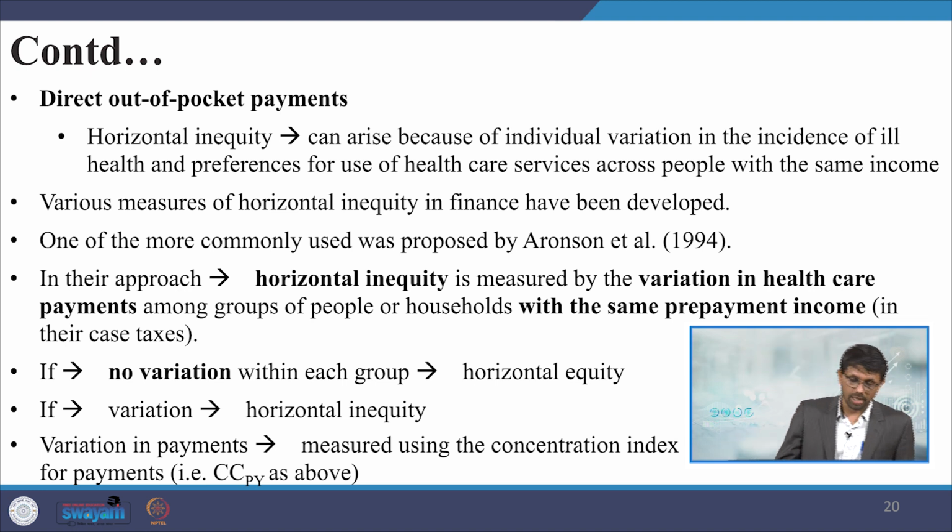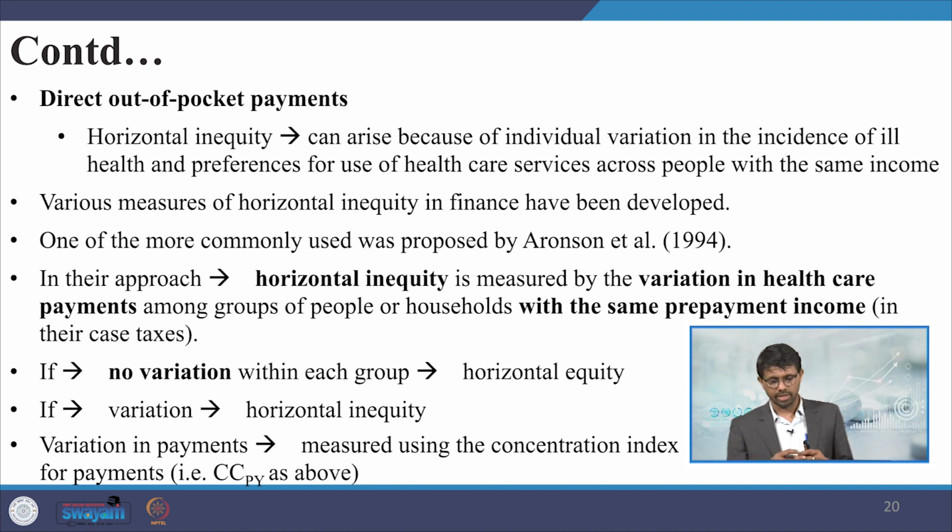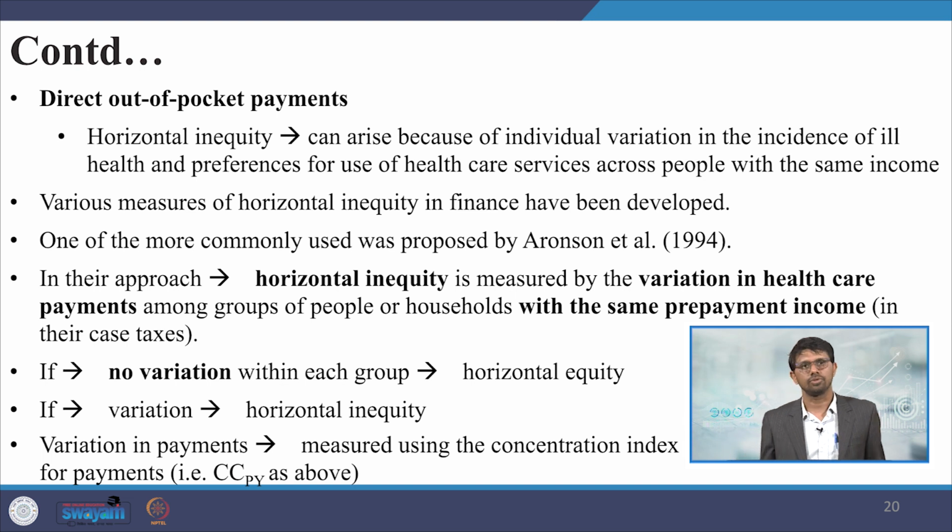Direct out of pocket payments also explain the context of horizontal inequity. This arises because individuals are actually different in terms of their incidence of illness, and in their preference for use of health services across people with the same income. Since this varies, out of pocket payments are different even with the same income level.